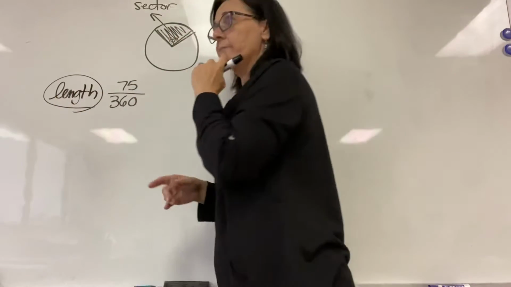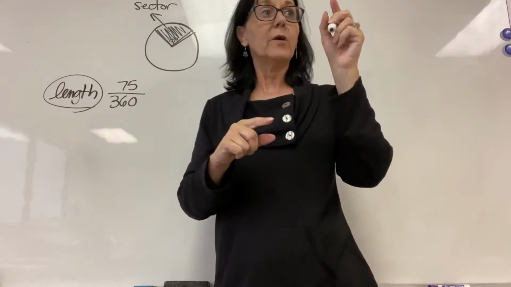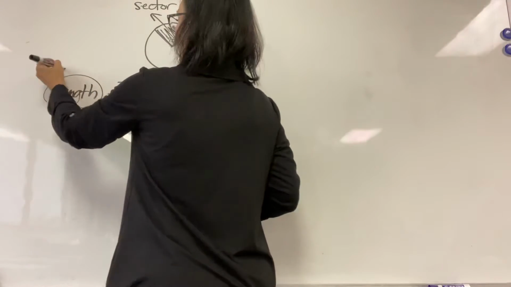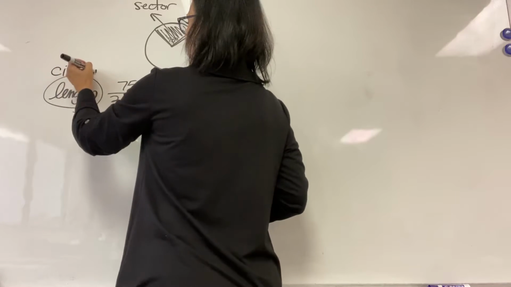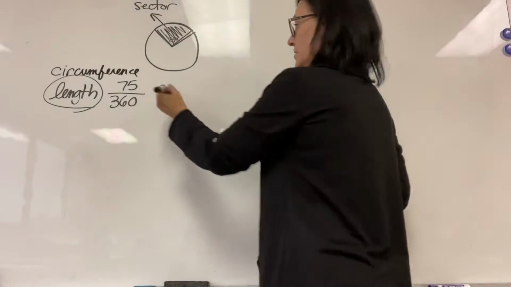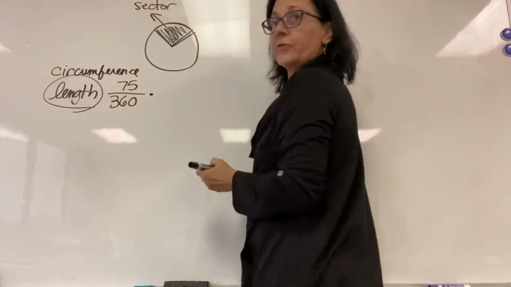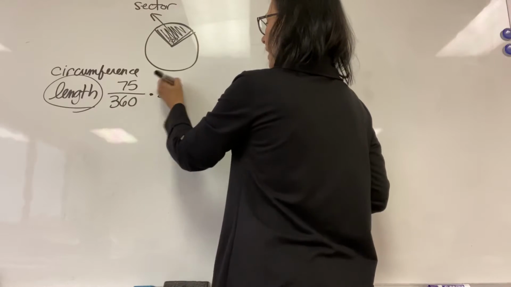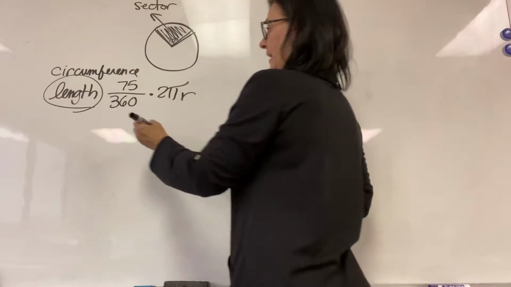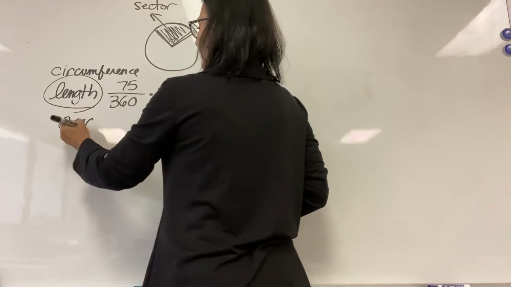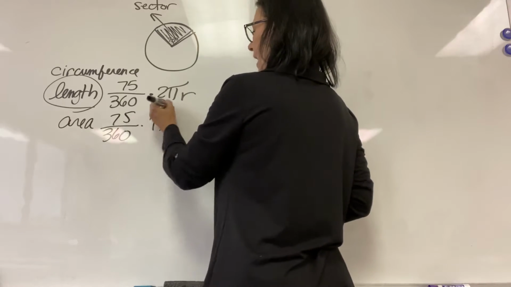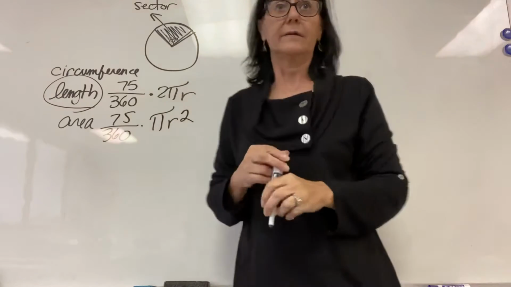I told you last class period, when you hear the word length, you're hearing circumference, okay? Length and circumference. So I'm using that formula. So it would be 75 over 360 times 2 pi r. If I want the area of that sector, the area is then, of course, 75 over 360 times pi r squared.